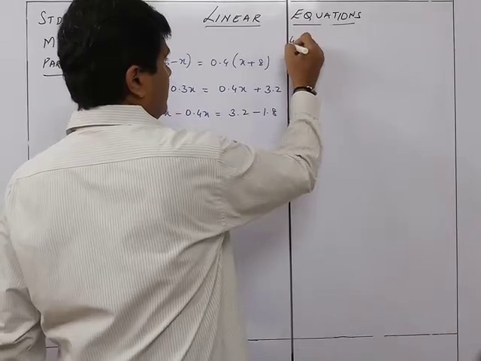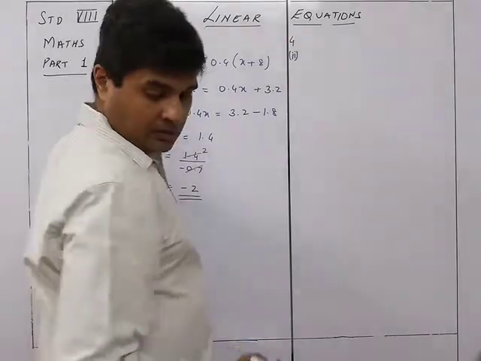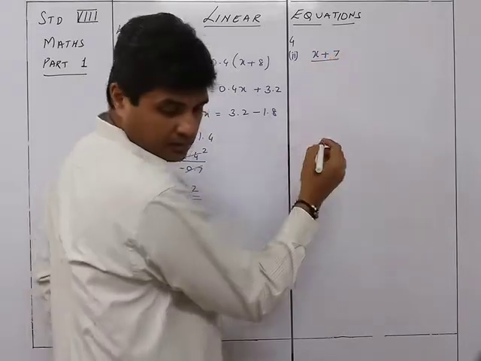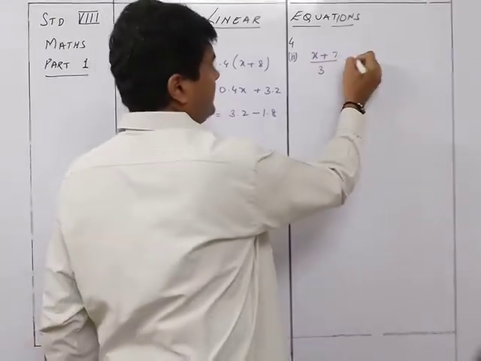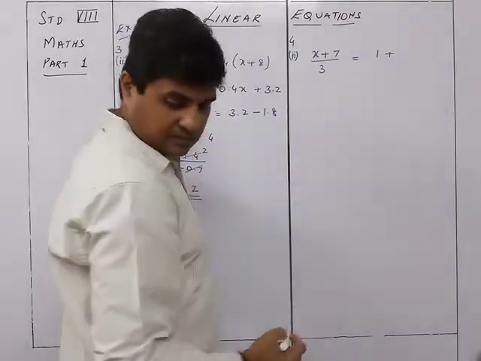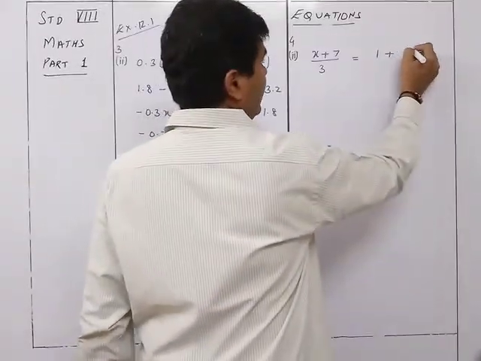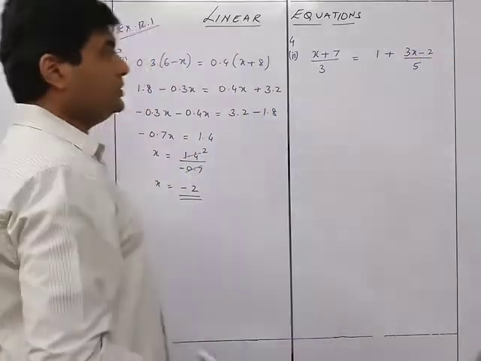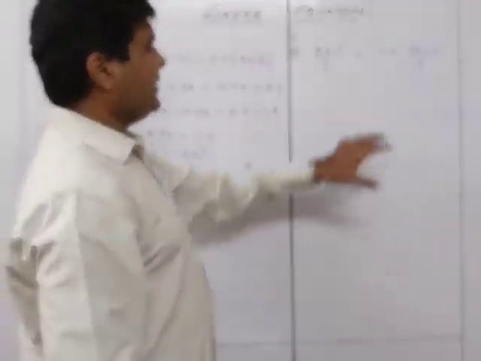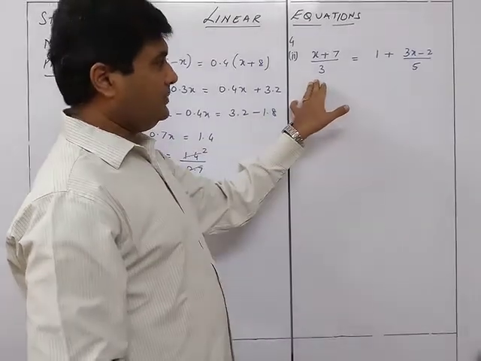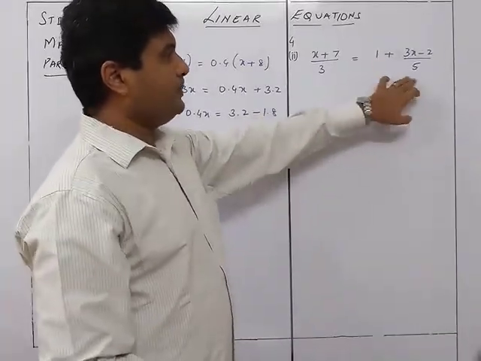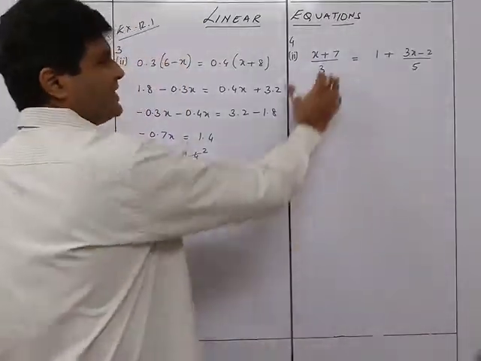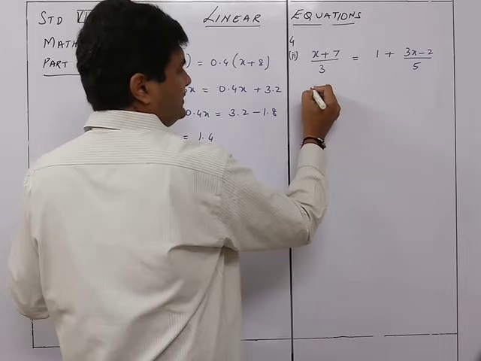Okay, sum number 4 second. The equation is x plus 7 upon 3 is equal to 1 plus 3x minus 2 upon 5. Now you can see that in this sum you have got denominators, and it is not in simplified form, so you need certain things to be done over here. This side is as it is, we are not changing anything here, so we'll just keep it as it is.